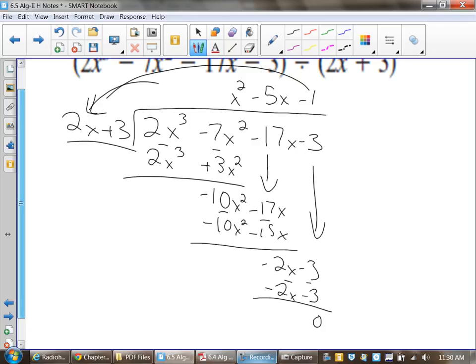So when you divide 2x cubed minus 7x squared minus 17x minus 3 by 2x plus 3, I get x squared minus 5x minus 1. That's kind of cool.